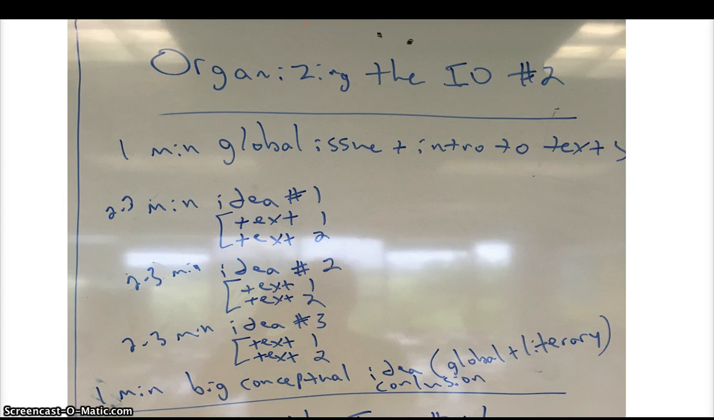This model has you introducing the global issue and the introduction to the text for a minute, and then 2 to 3 minutes on an idea, this first idea, and then considering text 1, then text 2 in relation to that idea. Then it jumps to the next big idea, text 1, text 2. Then it goes to a third idea, text 1, text 2, and then it leaves with a big 1 minute for a big conceptual idea that's global and literary. Throughout, this individual oral would need to be focused on the global issue. So whatever those ideas are, 1, 2, 3, they would have a global issue connection.